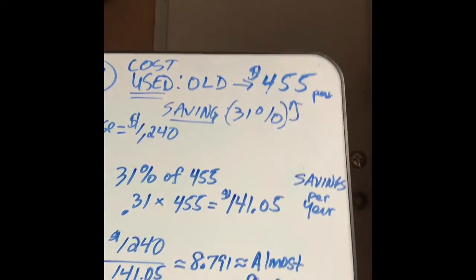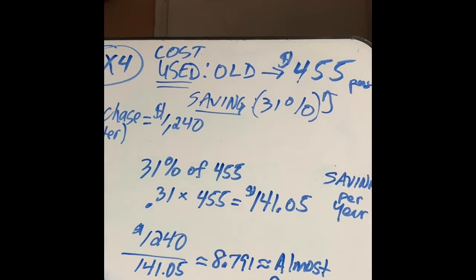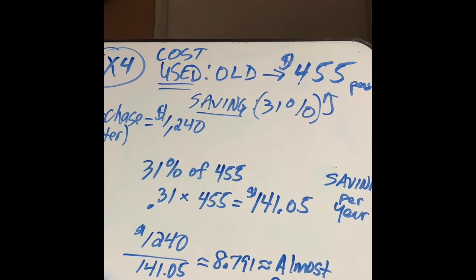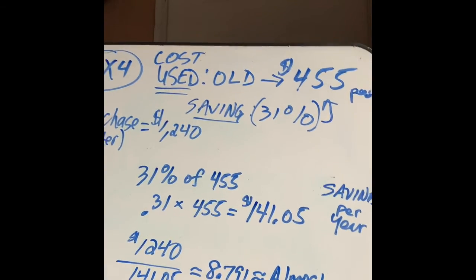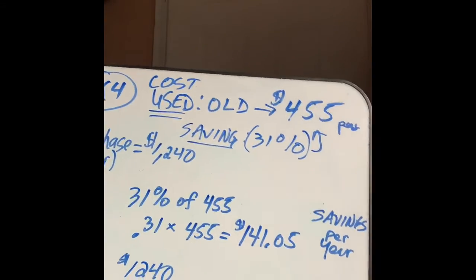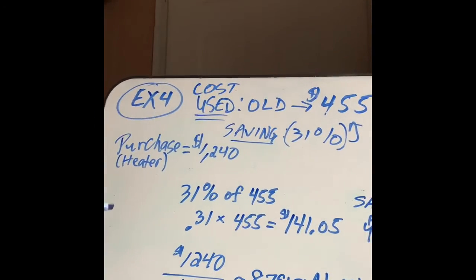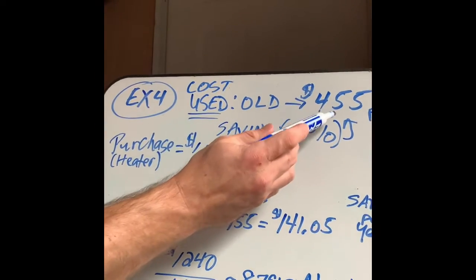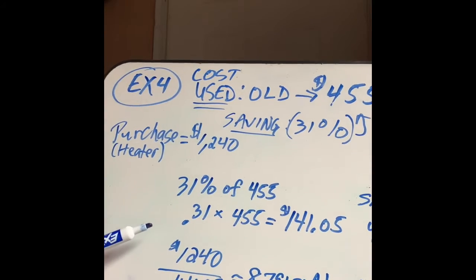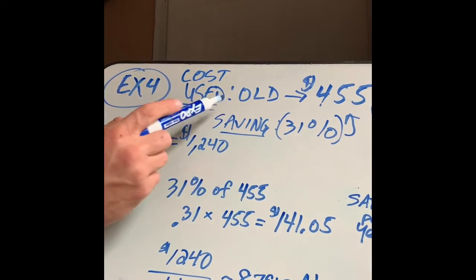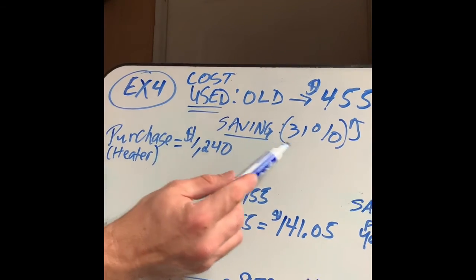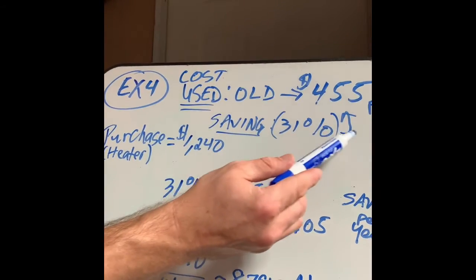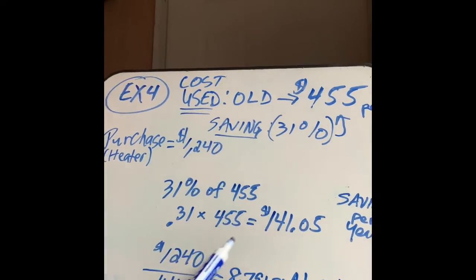But let's get on to example 4. In example 4, they're talking about buying a new water heater that's going to save them money, and they want to know how long will it take before it pays off for itself. So a couple things. First of all, the cost of using the old one was $455 per year. The new one, they said, is going to save you 31%.